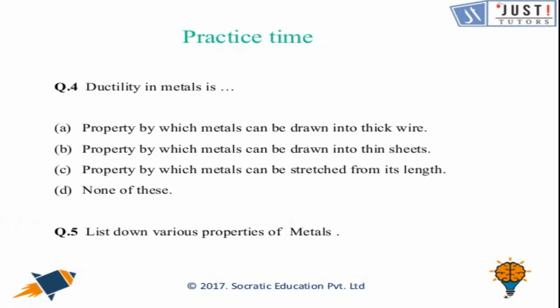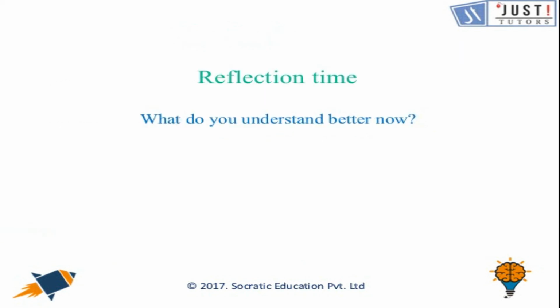Now, moving forward here, ductility in metal is, so don't mix it up with malleability. Ductility is a property by which metal can be drawn into wires. Okay, list down various property of metal. So ductility, malleability, conductivity, and there are many more.